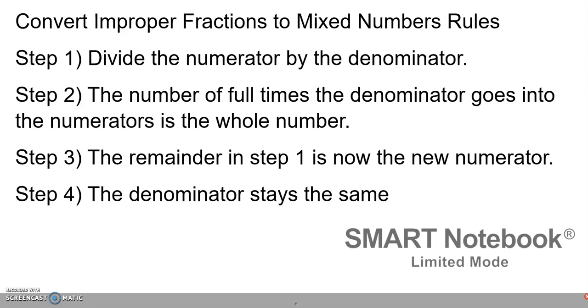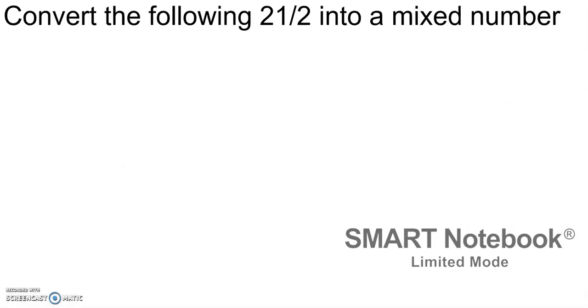Now that we have that in our notebooks, let's look at an example. So here we have convert 21 over 2, or 21 halves, into a mixed number. So the first thing I'm going to do is rewrite my numbers. I like to keep my fractions going vertically so that I can easily see and not get confused. So the first step is we have to divide, right?